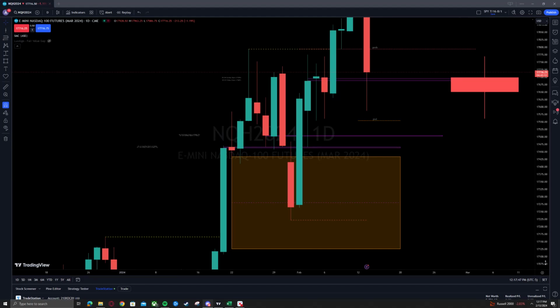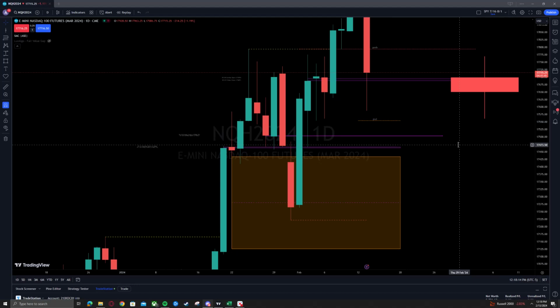Yeah. Yes. Yeah, it's a consequent encroachment. You go back down into it after it was formed. You want to see wicks or bodies respect the consequent encroachment. It can go below it. It doesn't have to go right on it. But how far below does it go? Does the body close above it?